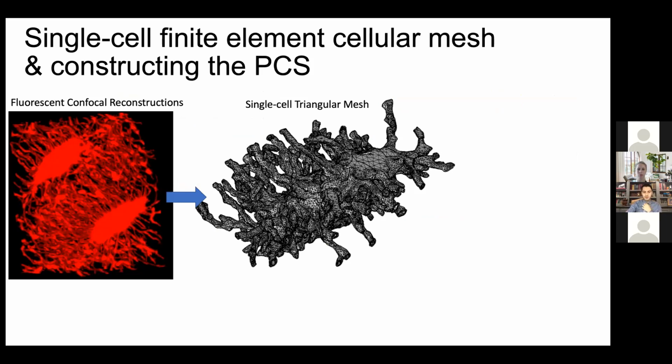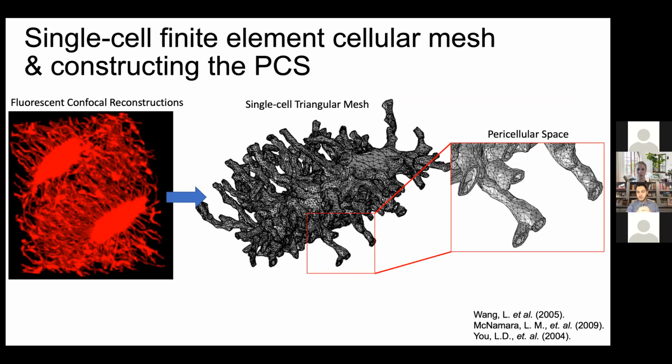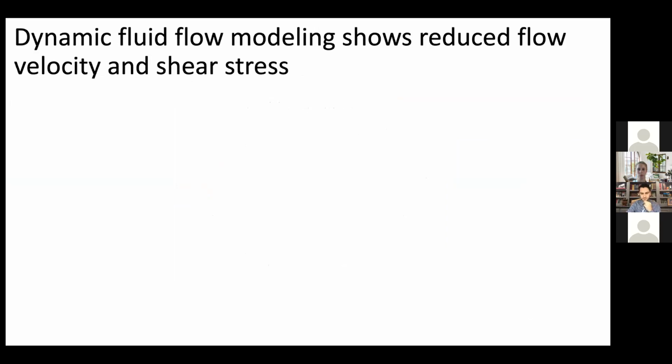From here, in order to model fluid flow, we needed to construct a pericellular space, or that region in which the fluid flow is actually occurring. And so this is that region between the cell surface and the mineralized wall of the LCN that we had to create within the computer. And we were able to use distances from several TEM studies to set a baseline value that is able to actually tell us the average value of distance. And it's about 0.08 microns thick, or 80 nanometers.